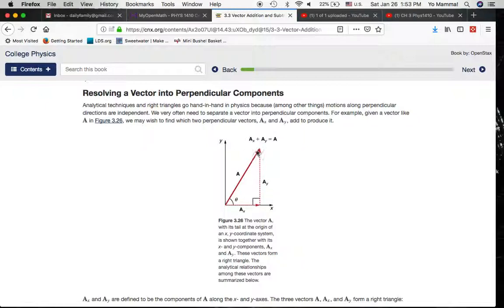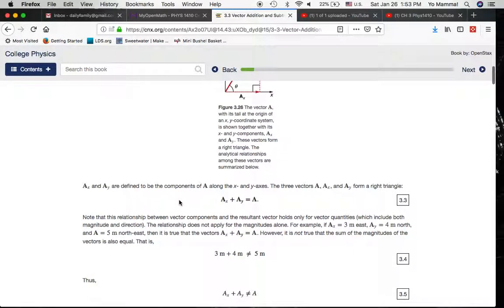In this case, they're both positive components because this one is pointing off into the positive x direction and this one's pointing off into the positive y direction. But they can point anywhere depending on which way the vector is pointing.